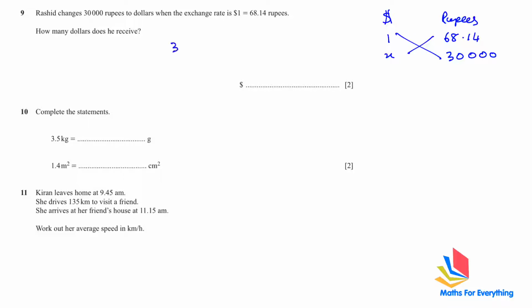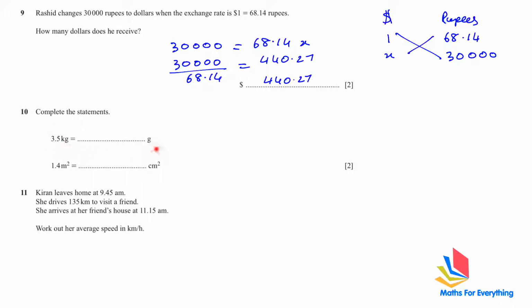1 multiplied by 30,000 is equal to 68.14 times x. This is a multiply, so the 68.14 when we bring to the other side will be a divide, and we will get 440.27. So $440.27.